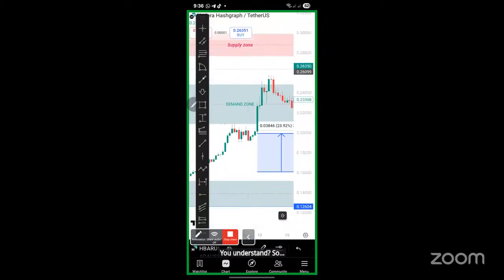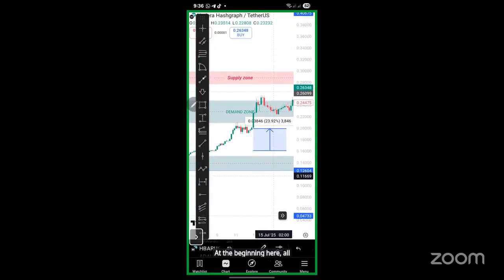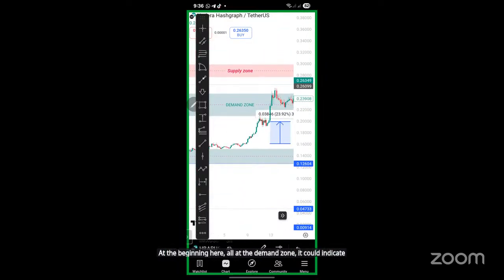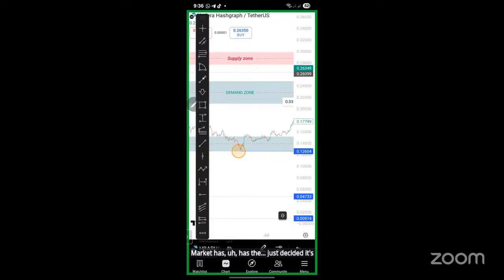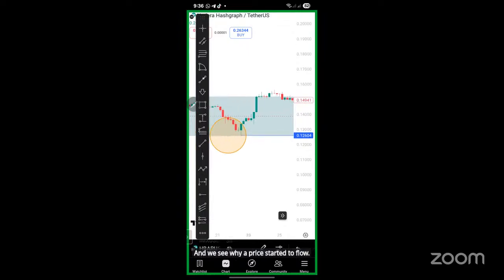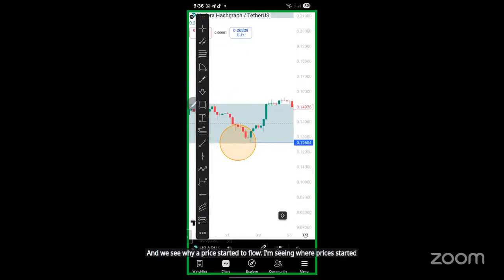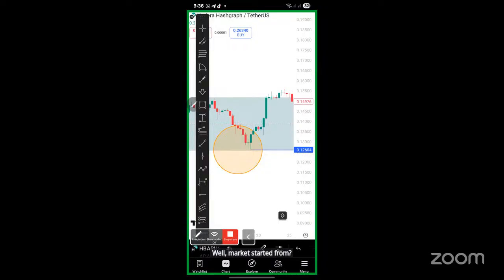Had you found this one at the beginning here, or at the demand zone, it could indicate that the market has just started its journey. The market is reversing. Now, let's come here and see where price started from. Are you seeing where price started from? Which pattern do you see? The market came here, it started from here and started going upwards. Can you give us the name for this pattern, please?